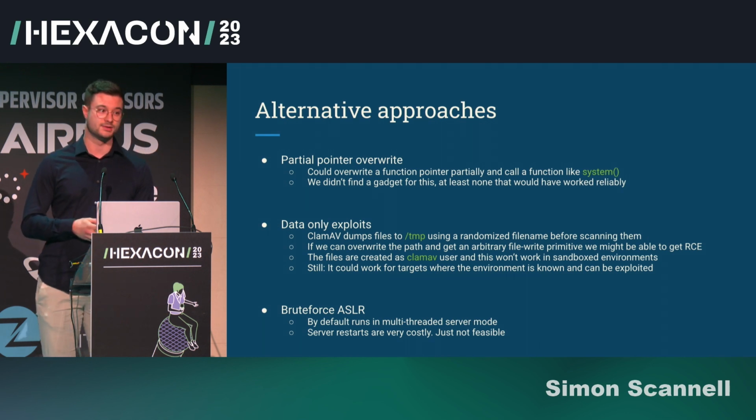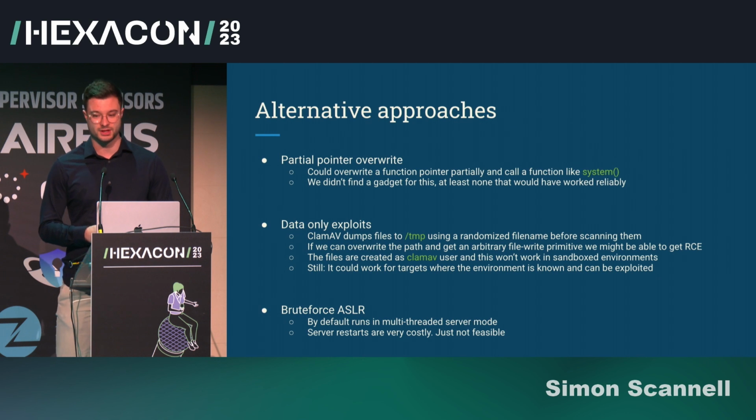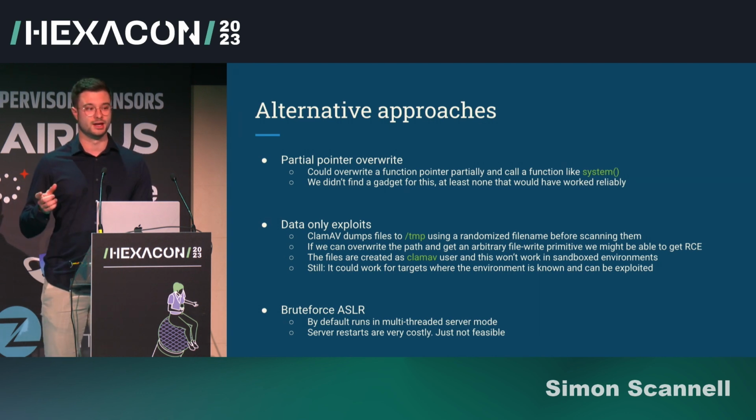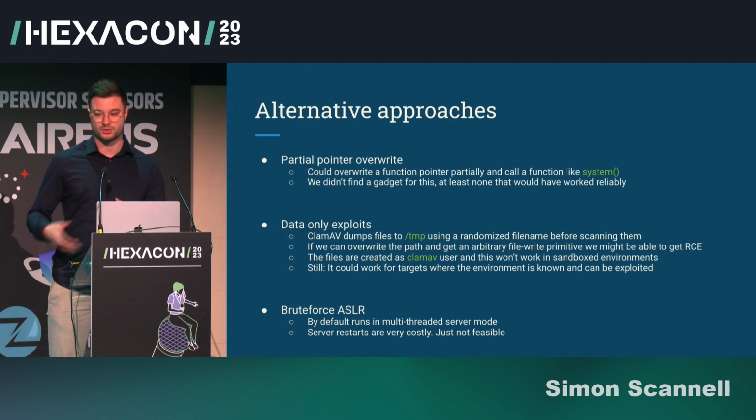The second case is data-only exploits. And this is something that is interesting in the case of ClamAV, but it has some restrictions. So for example, ClamAV dumps the files to disk before it scans them, for example, when an archive is encountered. And it uses just a randomized string to store the file name. And this randomized path is actually stored on the heap. So if you had a heap buffer overflow, in theory, you could try to overwrite this path on the heap. And then you could force ClamAV in some file formats with some weird magic to cause an arbitrary file read. And this could work.